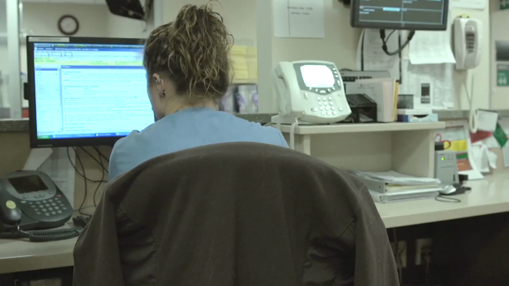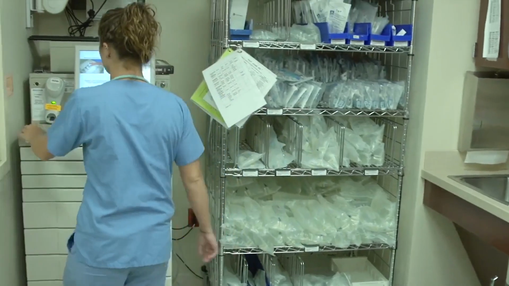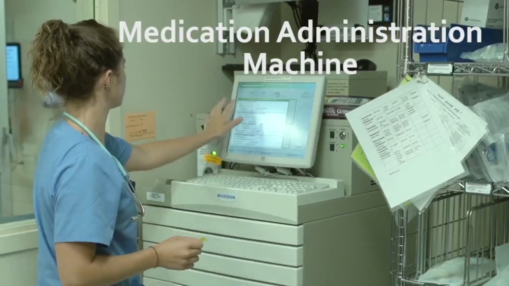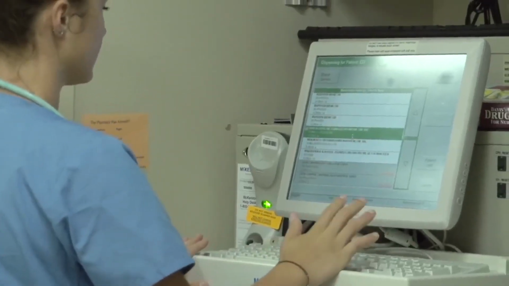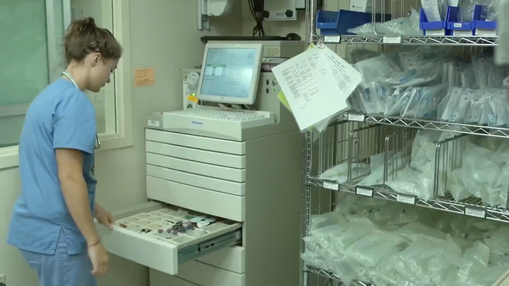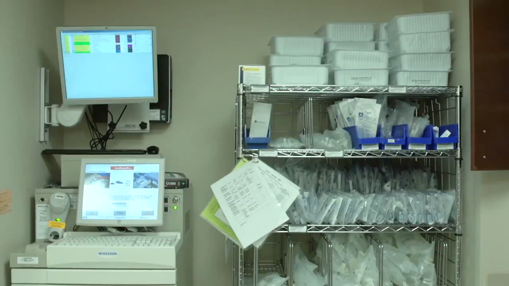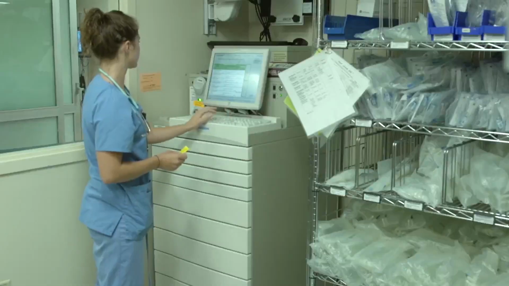This RN is checking a patient's medical record using the electronic medical record system. This is the medication room. Now the RN is using the medication administration machine. This is a complex electronic system for storing and dispensing medications. Physicians' orders for medications are electronically transmitted to the pharmacy. They are filled there, and then the medication is stocked in the medication room and in the medication administration machine.